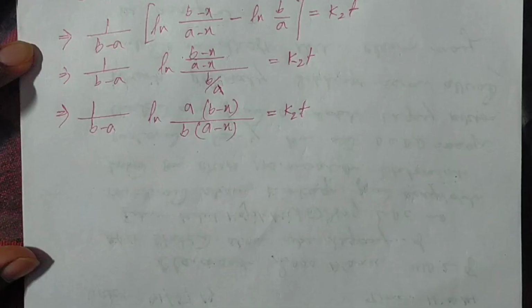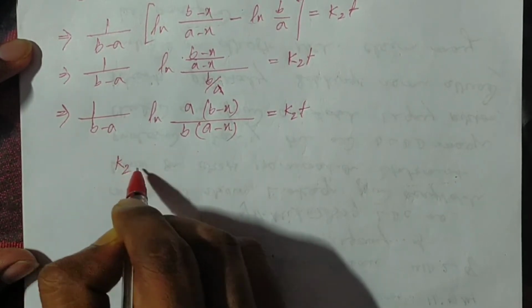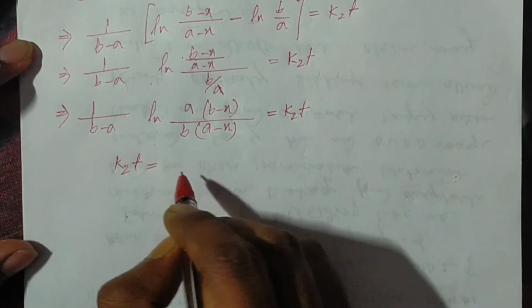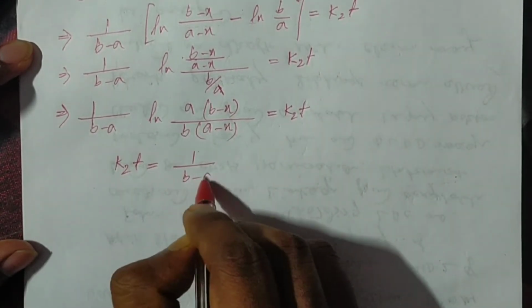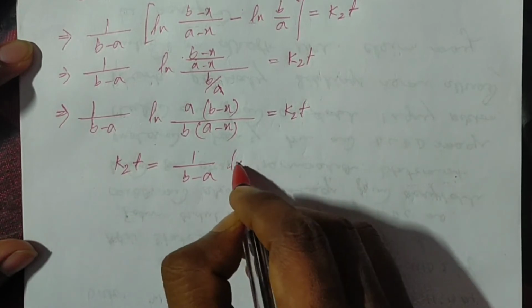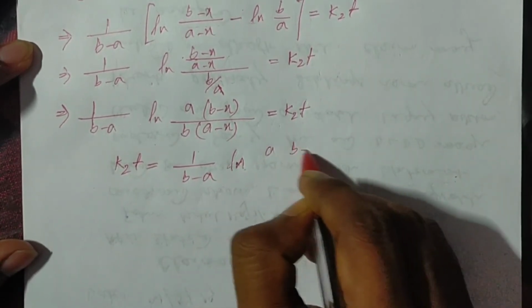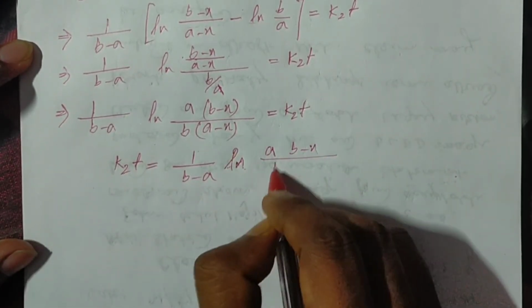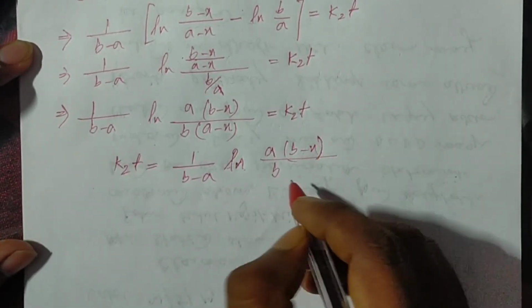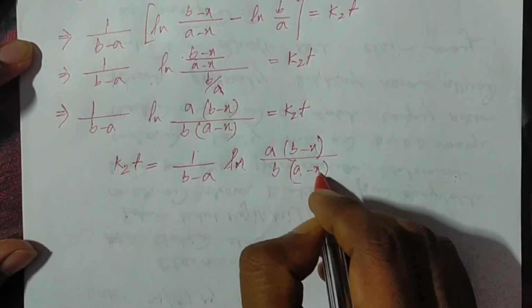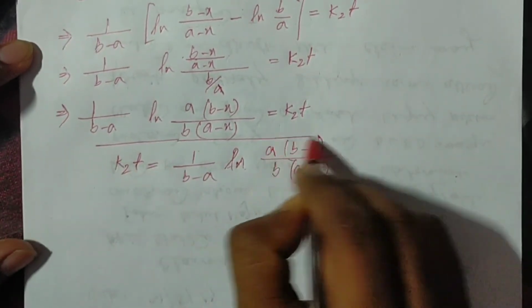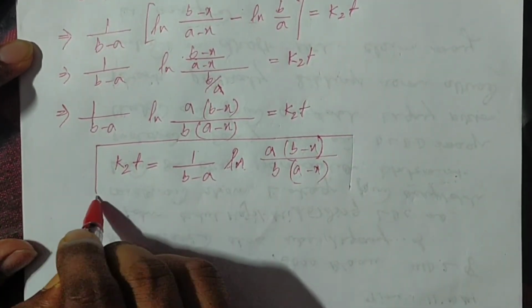Okay, so here it is, the general equation for second order reaction. k2t is equal to 1 by (b minus a) ln a(b minus x) by b(a minus x). Okay, so this is the general equation for second order reaction.